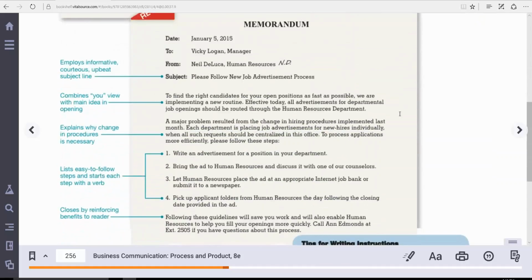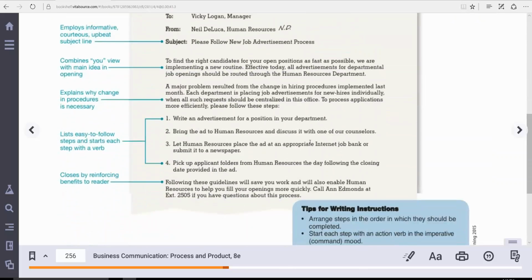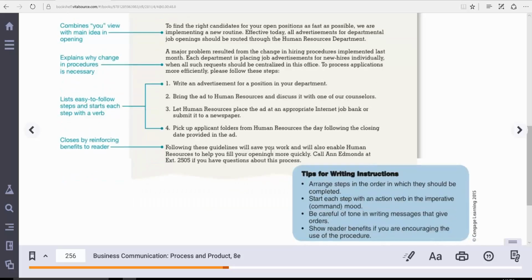The revision is here. Look at the difference between this one and this one. "Major problem resulted from the change in hiring procedures implemented last month. Each department is placing job advertisements for new hires individually when all such requests should be centralized in this office. 1, 2, 3, 4. Following the guidelines for SaveU Work," so this is what's in it for them, "and also enable human resources to help you fill your openings more quickly." Again, what's in it for them. Data contact. Here's the tip for writing instructions.